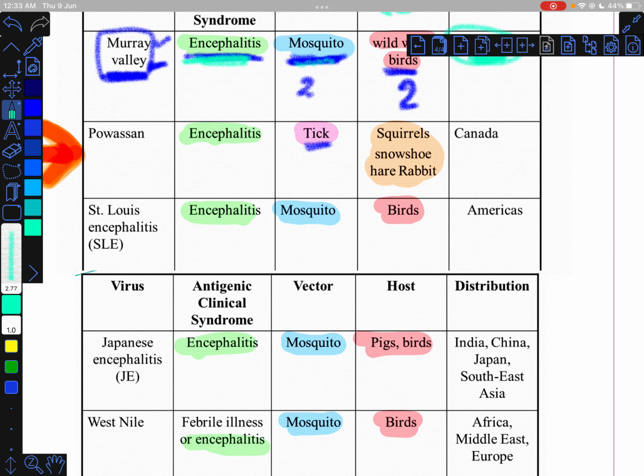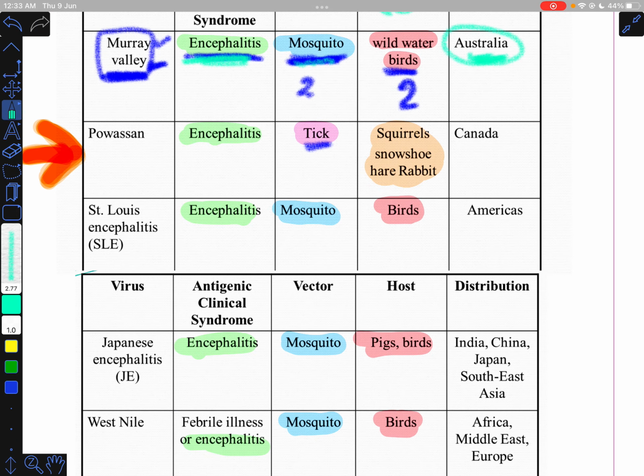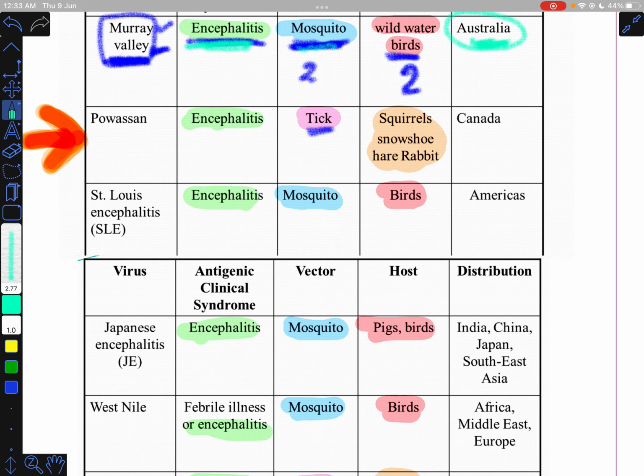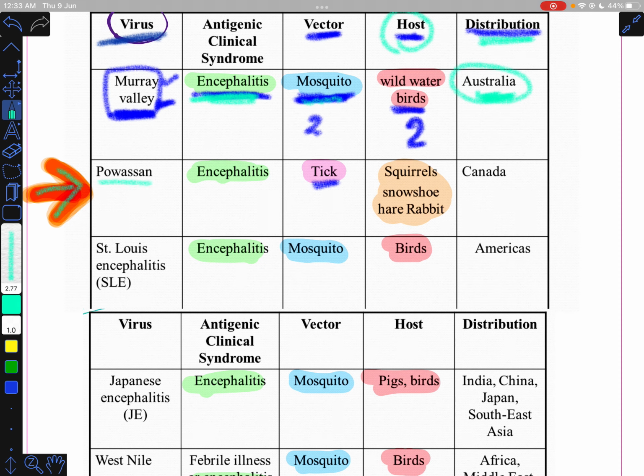So we will go to the other one. We represent it by a special arrow here. The name of this is Busan. Busan, as you know, is an area in Korea. Antigenic, as always with all of them, it will cause encephalitis.